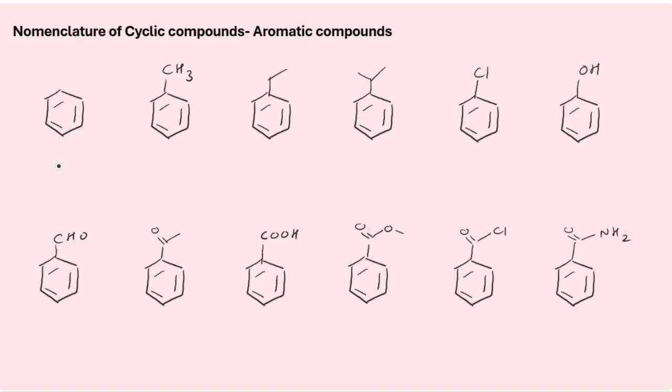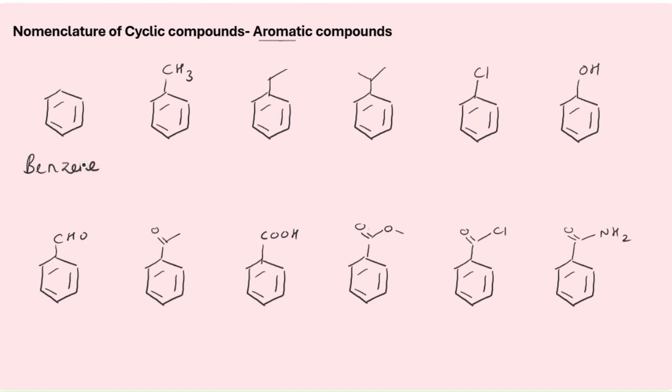In the last lecture, we have seen how to name the cyclic compounds, especially the alicyclic compounds. In this video, let's learn how to name the aromatic compounds. Aromatic compounds are the ones which behave like benzene. So here I have taken some benzene derivative molecules. So let's start naming these molecules.